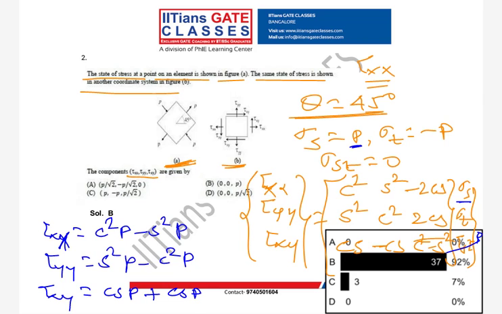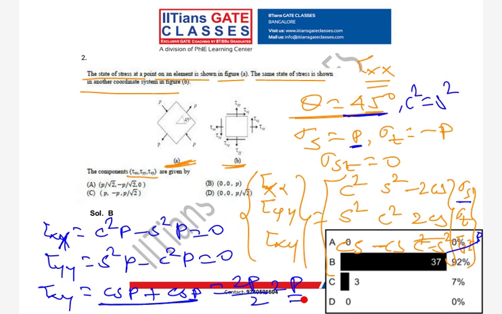Now here, since theta is 45 degree, my c square will be s square, because cos 45 and sin 45 are the same. So this is 0, this is 0, and this will be 2csP. Since theta is 45, it will become 2P by 2, which is P. Now tell me, what is the answer? Those who did it by transformation matrix, you guys have to be careful.